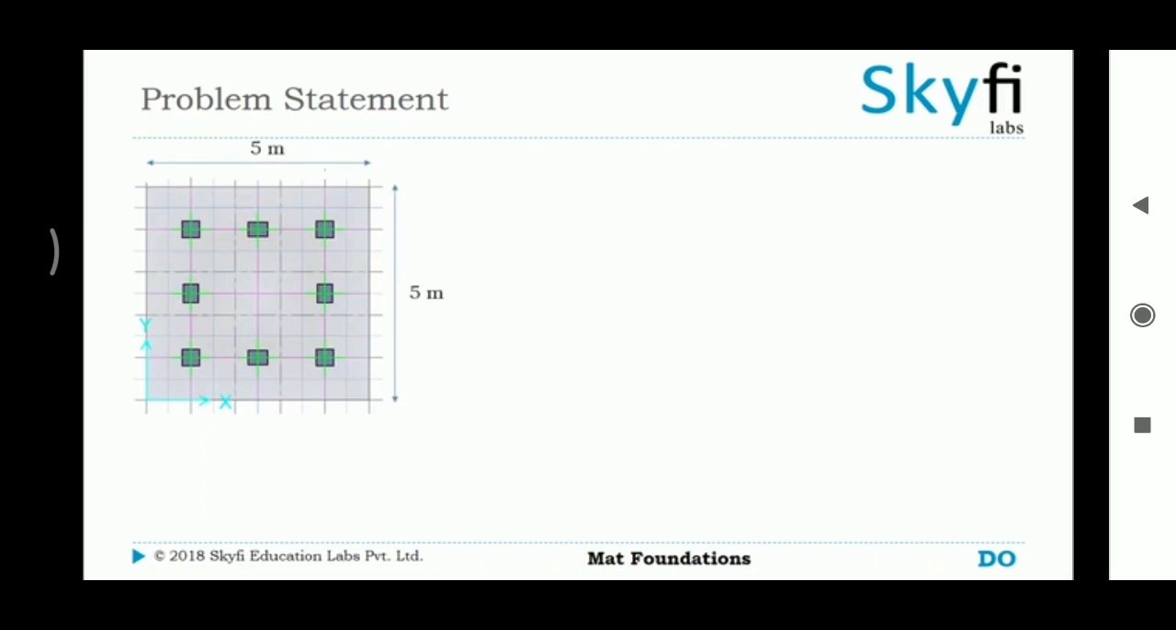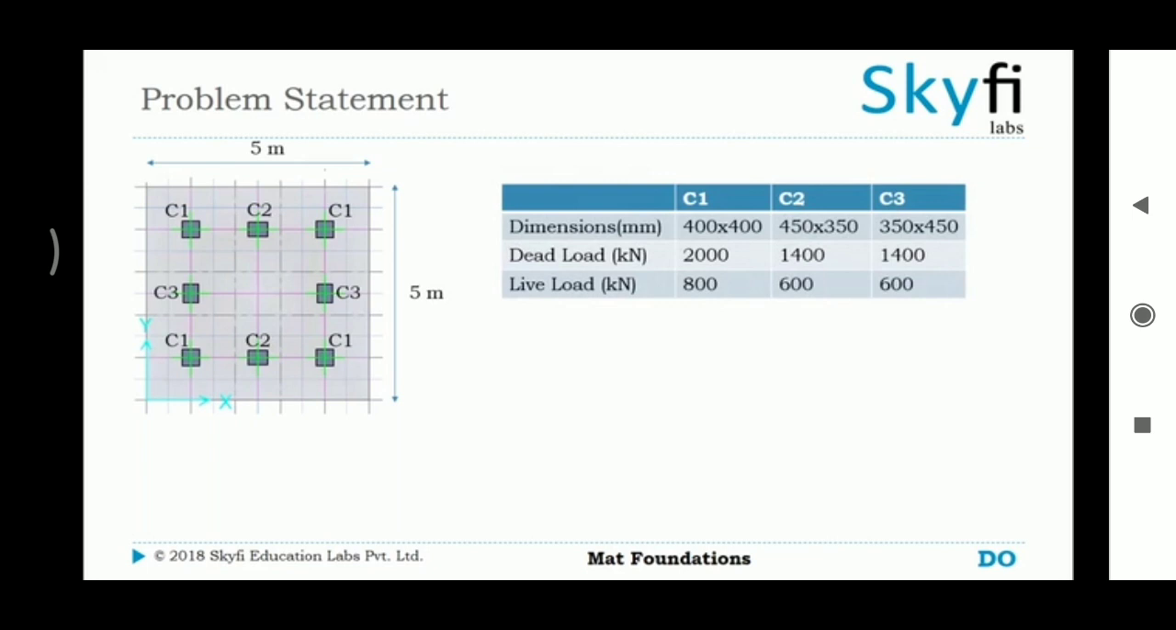There are 3 different types of columns on the footing: C1, C2, and C3. The C1 columns in the corners have a dimension of 400 by 400 millimeters, and are subjected to a dead load of 2000 kilonewtons, and live load of 800 kilonewtons. The C2 columns, at the top and bottom, have a dimension of 450 by 350 millimeters. The C3 columns, at the left and right, have a dimension of 350 by 450 millimeters. Both C2 and C3 are subjected to dead loads of 1400 kilonewtons, and live loads of 600 kilonewtons.